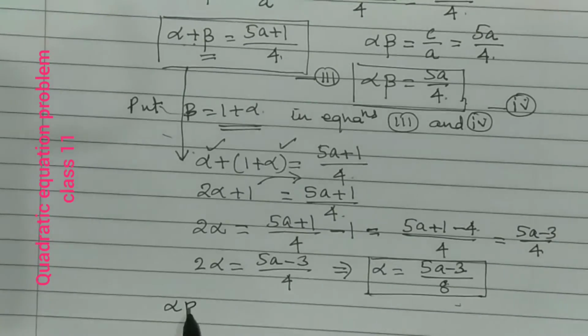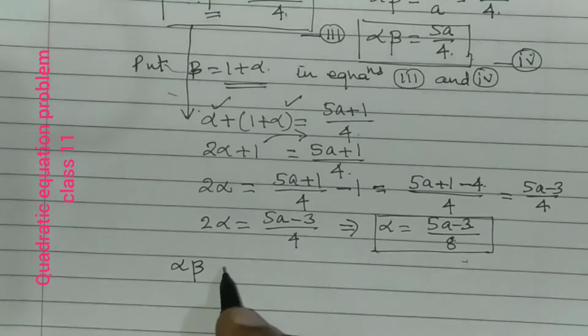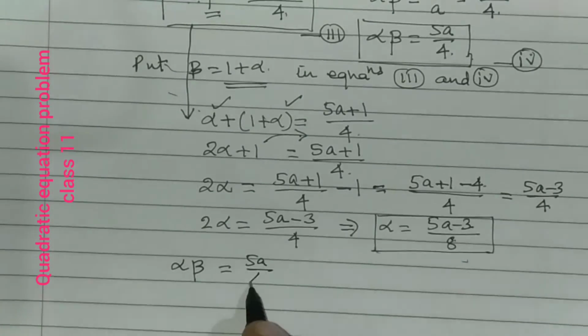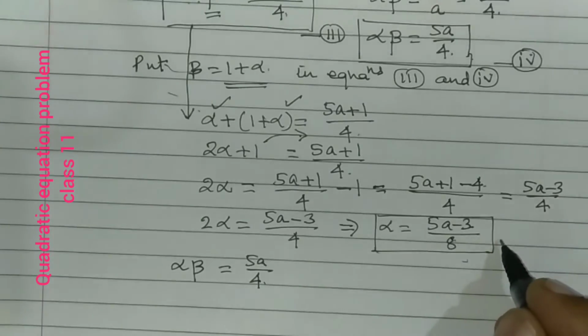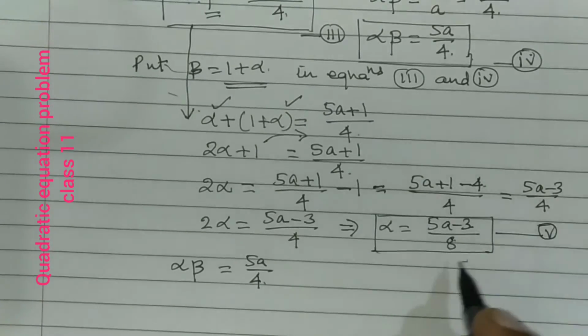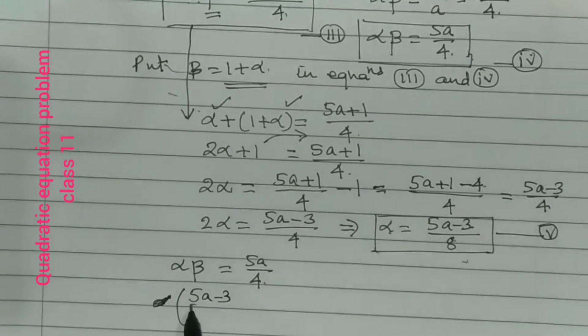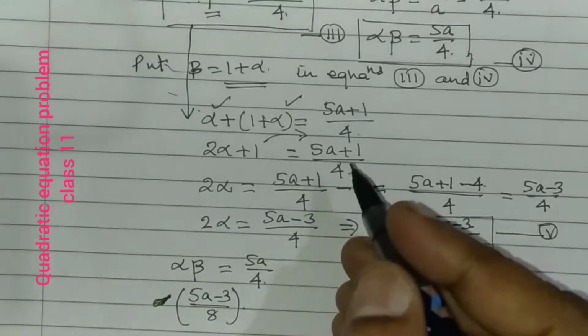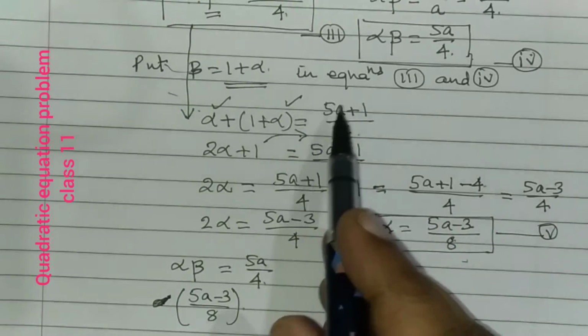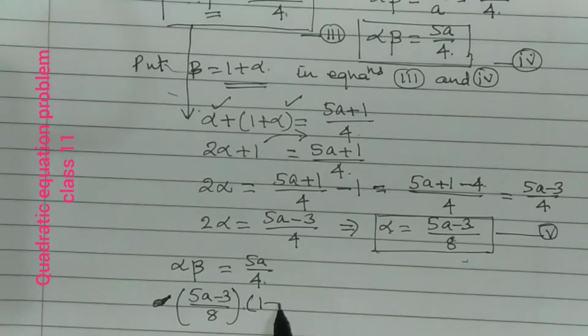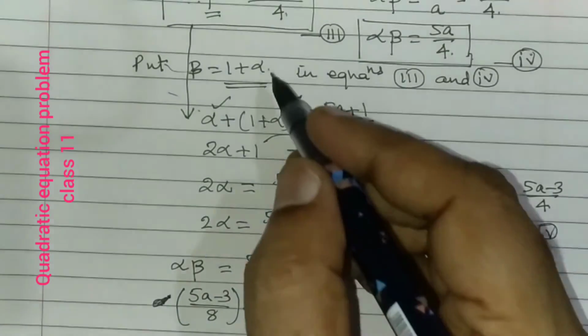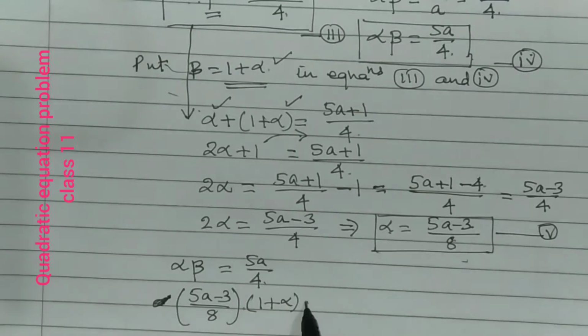Now alpha into beta we have already calculated. It is equal to 5a divided by 4. Alpha is equal to this. So in place of alpha we can write (5a minus 3) by 8, and in place of beta we can write 1 plus alpha. It is given in the question, it is given here. So it is equal to 5a by 4.